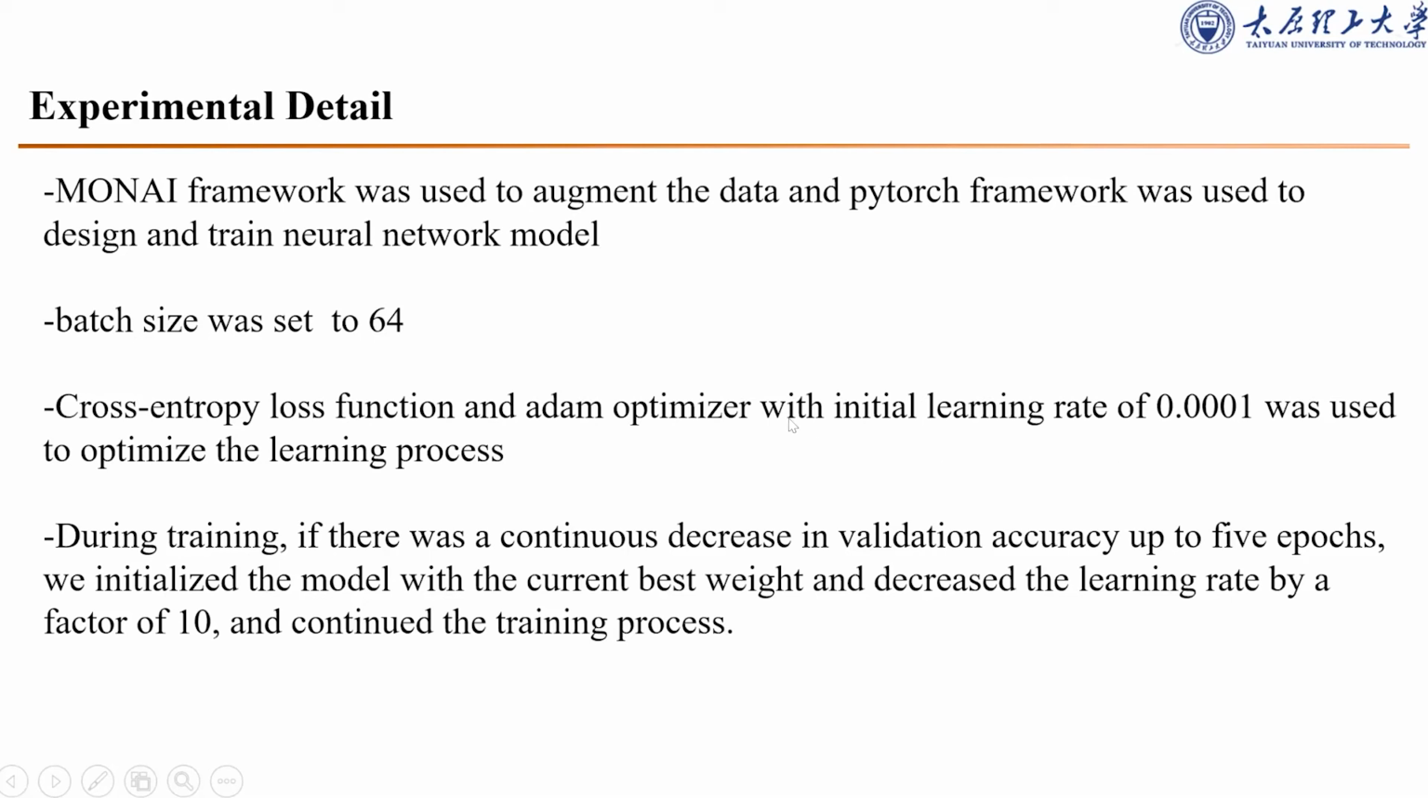learning process. And during training, if there was a continuous decrease in the validation accuracy for up to 5 epochs, we initialized the model with the current best epoch, decreased the learning rate by a factor of 10, and continued the training process.